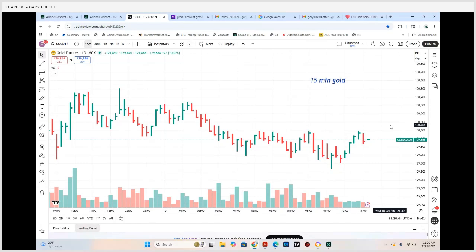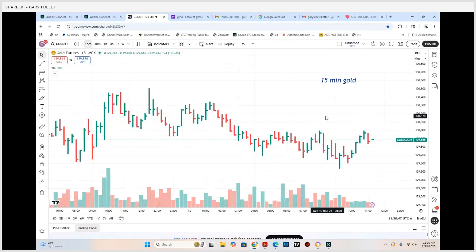This is really a good chart to have an understanding with. And what's important is to understand what the story is. And the story tells us something interesting.